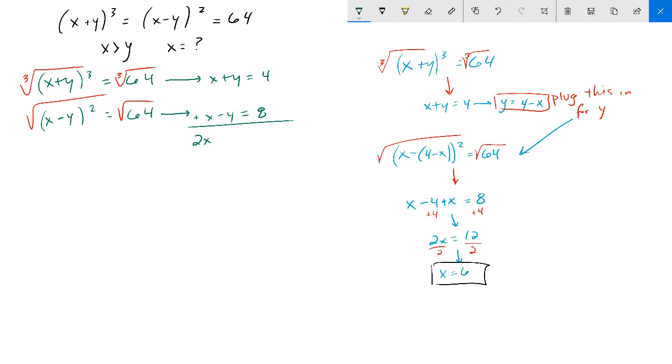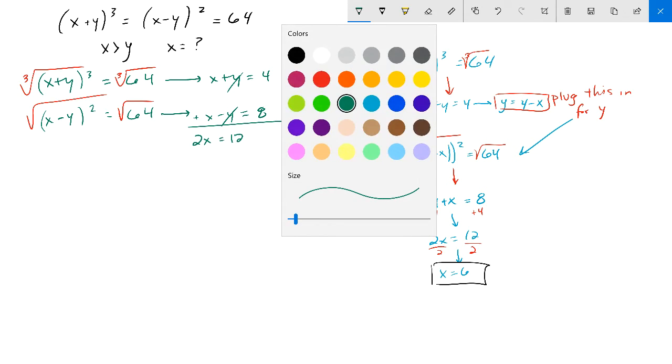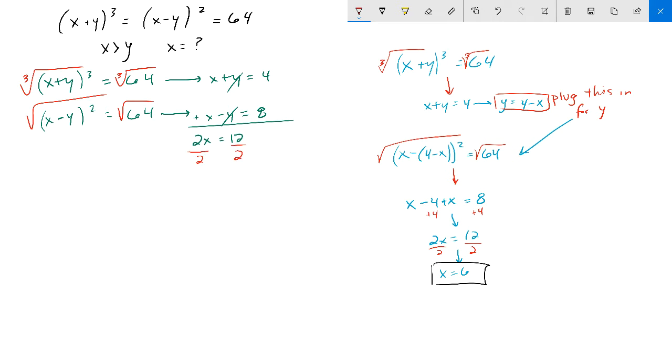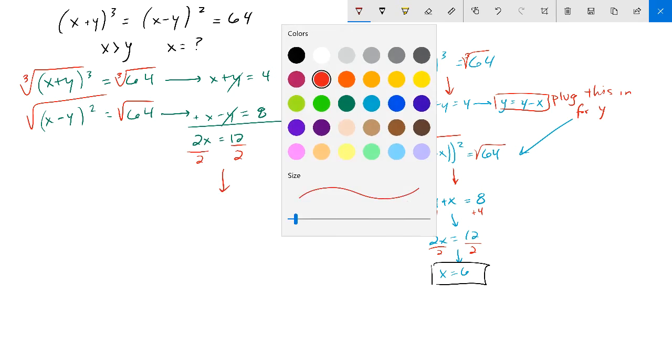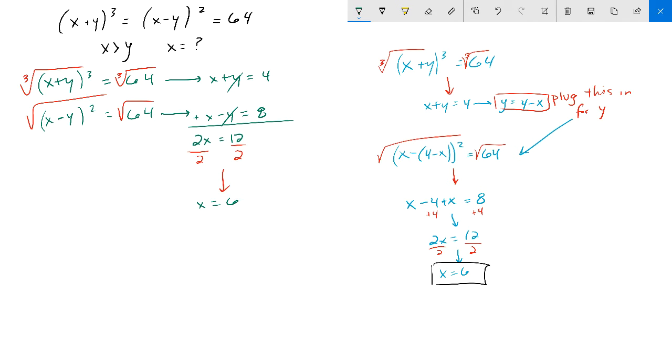x plus x gives 2x. y minus y gives nothing, they cancel each other out. And 4 plus 8 gives 12. Now we simply divide by 2. And we're left with x equals 6, which is the correct answer. And you see we got that in both of our versions of how to do this problem.